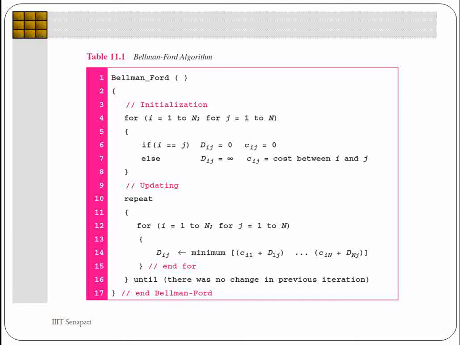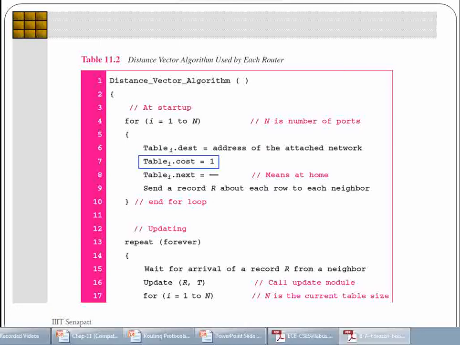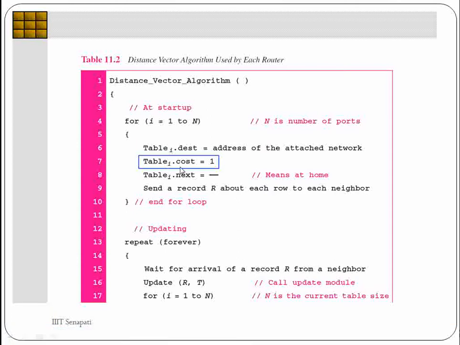So in distance vector routing, what we have to understand is the cost. The cost between two nodes, meaning between two routers, is actually 1, right? Hop count will be considered as cost. So the cost is 1. So table i dot cost is 1. The destination address is there. Next, we will see what is next.